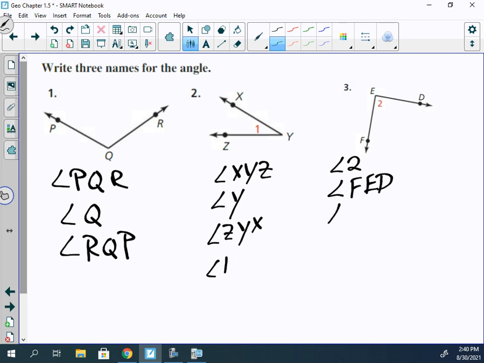FED, and angle E. Any of these here can be used to name that angle. But if we have more than one, we have to stick to 3 letters. Questions on these here? Okay.